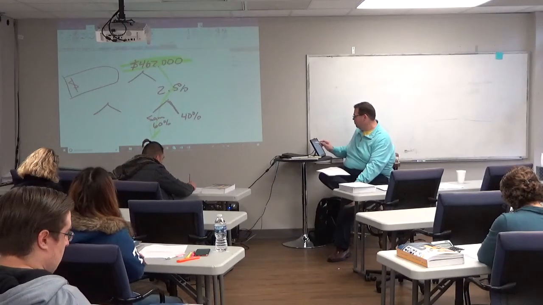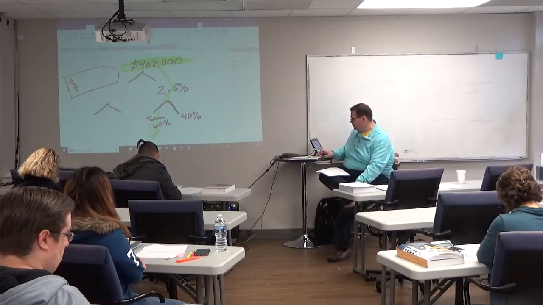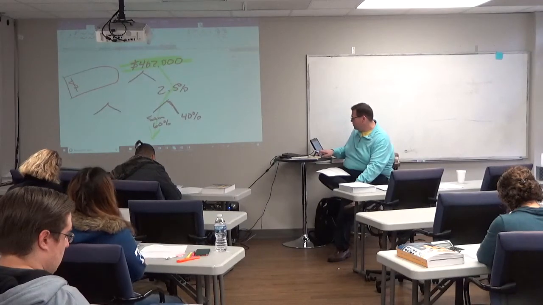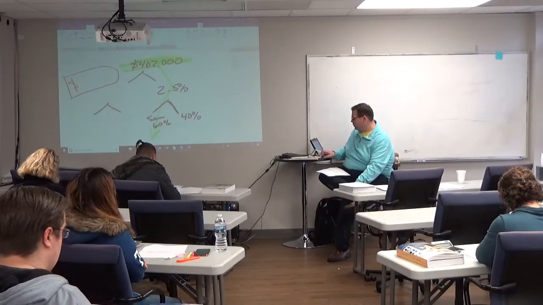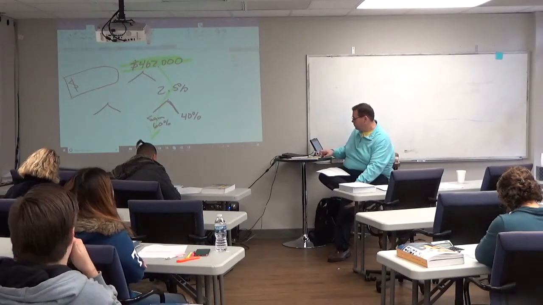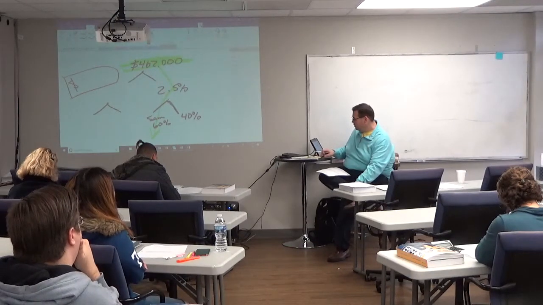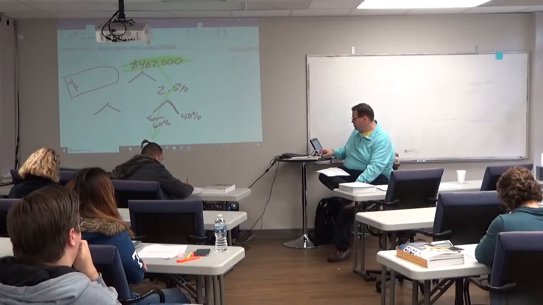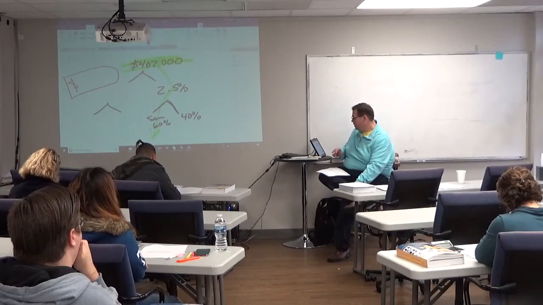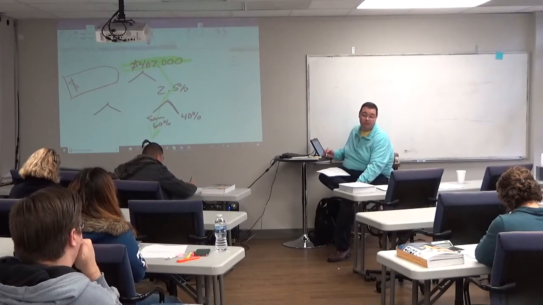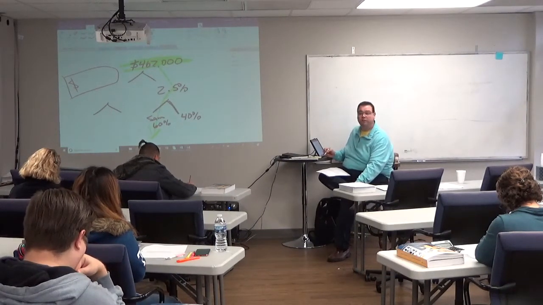So, instead of just 462 times 2.5, it's going to be 462 times 2.5 times what? 60%. So, I do that, 462 times 2.5% times 60%. $6,930. Yep.